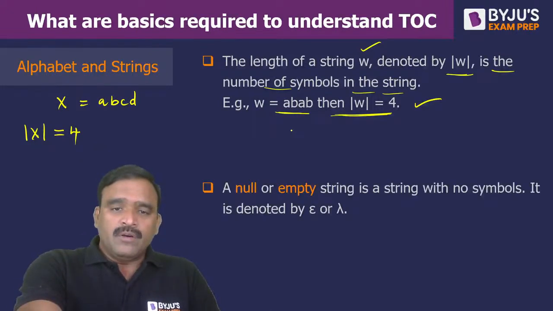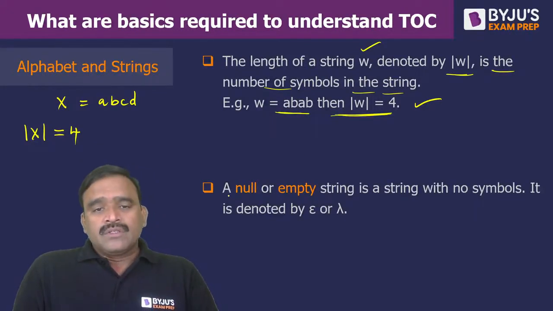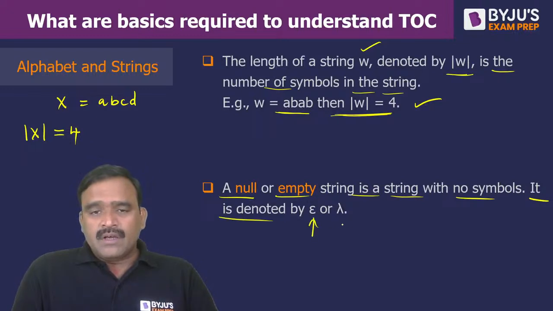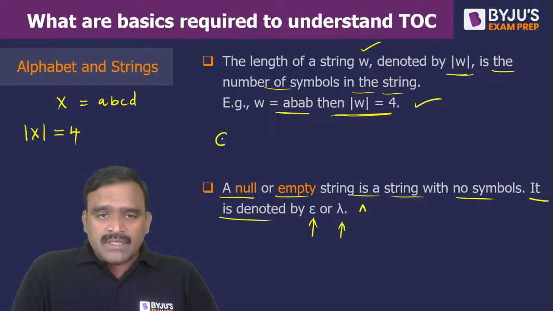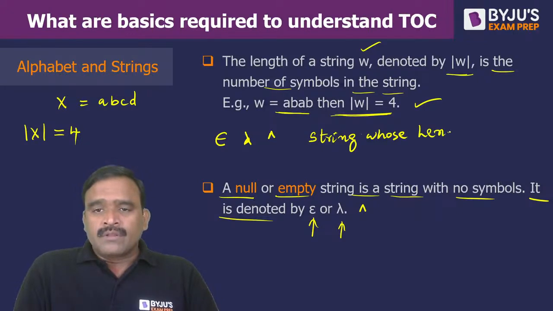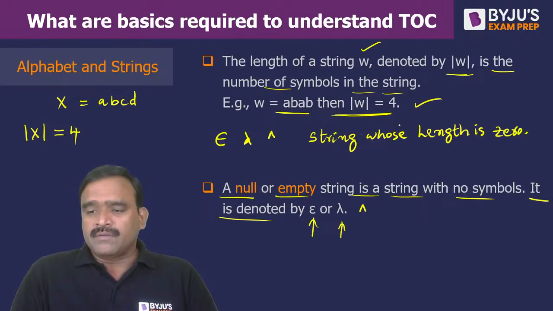And we can perform different operations on a string. A null string or empty string is a string with no symbols whose length is 0, and it is denoted by the symbol epsilon or lambda, and some textbooks also follow cap. So these three symbols, epsilon, lambda and cap, are similar; these are the strings whose length is 0. That is nothing but a null string. A string whose length is 0 is a null string, or we can say empty string.